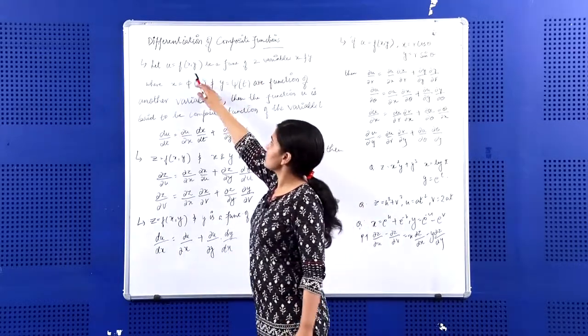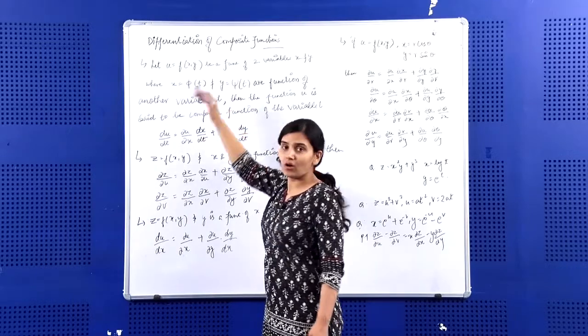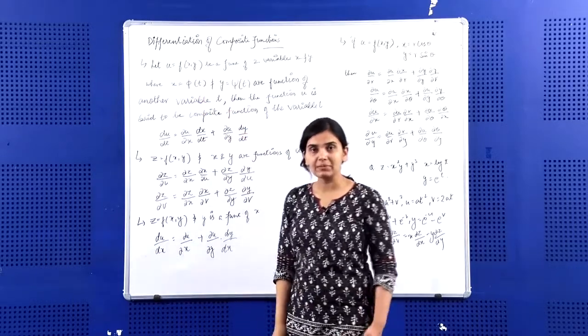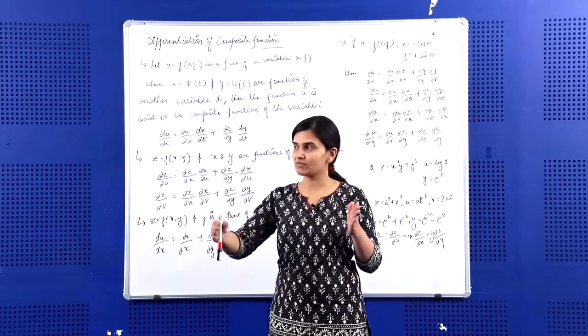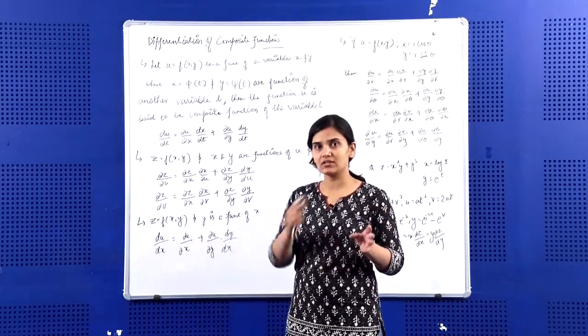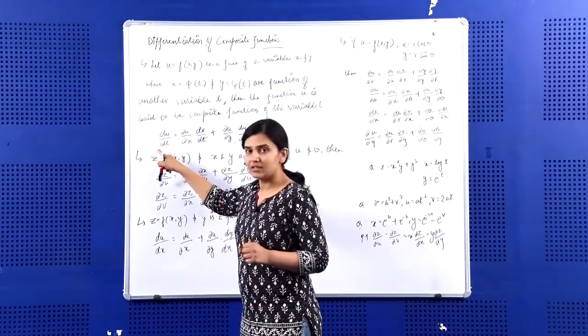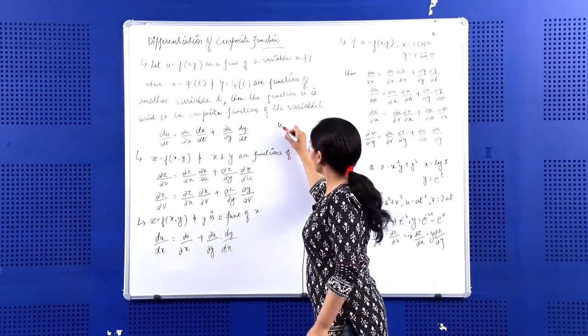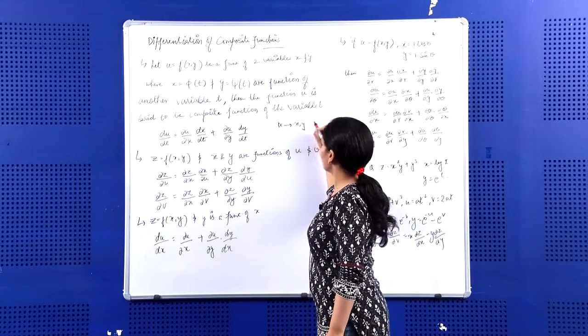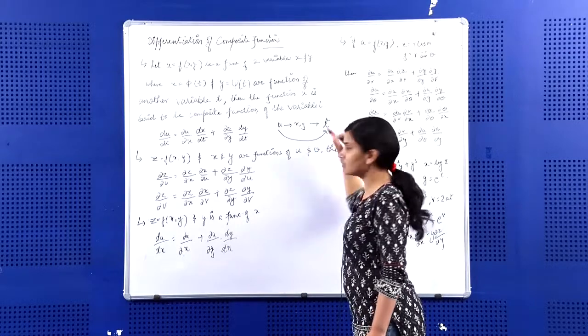So, let u is f of x y, and this x and y are depending on some other variable t. That means u depends on x and y depends on some other variable t. So, indirectly u is also depending on t. So, there we are calculating del u by del t. It is like this: u is depending on x and y, but x and y are depending on t. So, we can say u is also depending on t.